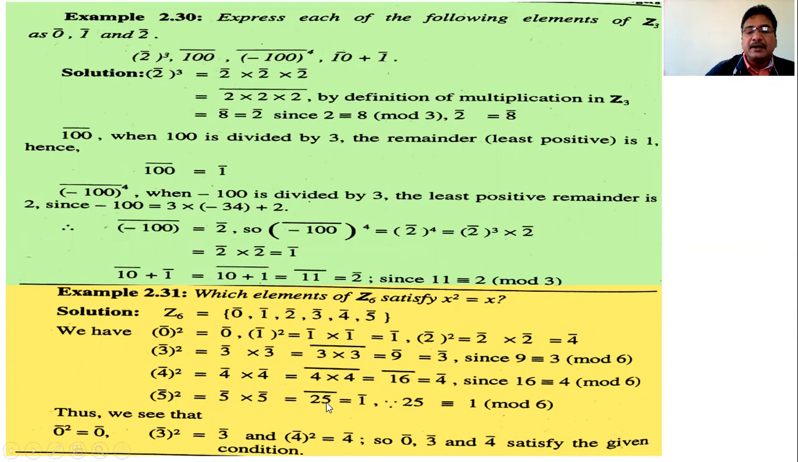And then 5 bar square is 5 bar into 5 bar, that is 25 bar. If you divide 25 by 6, then 6 fours are 24, plus 1 is the remainder. So 25 bar is 1 bar, and 5 bar square is 1 bar. And so what are the elements whose squares are themselves? 0 bar, because 0 bar square is 0 bar. 3 bar square is itself, 3 bar. And 4 bar square is itself, 4 bar.